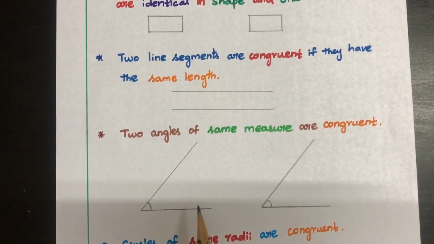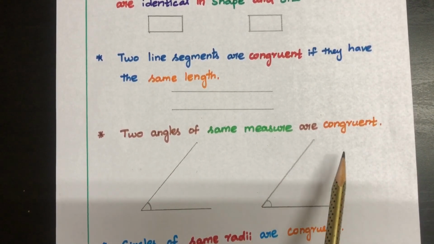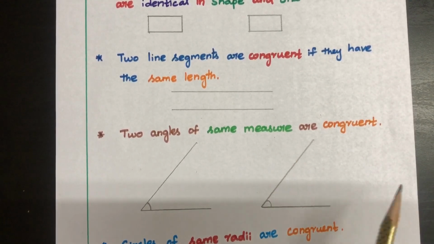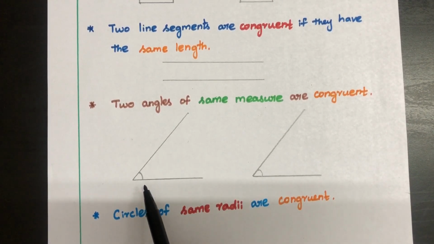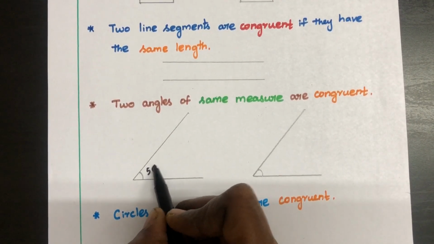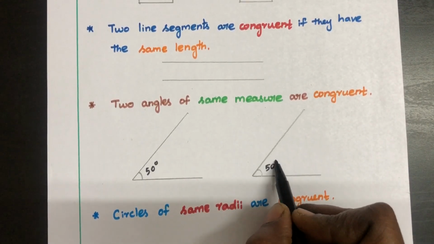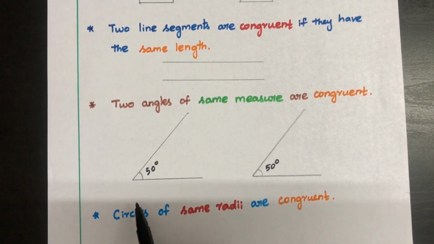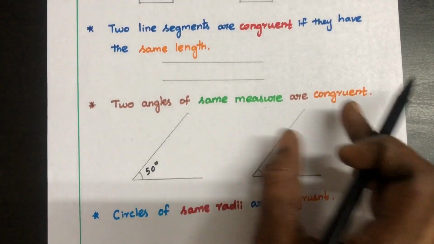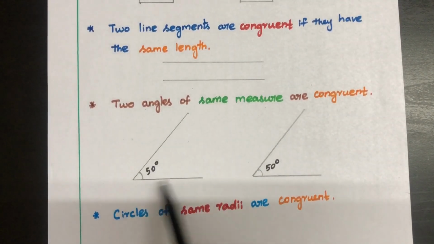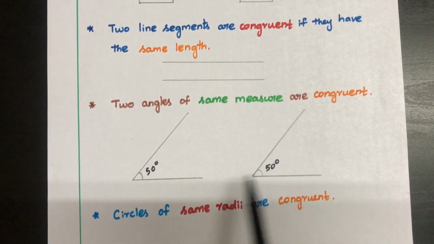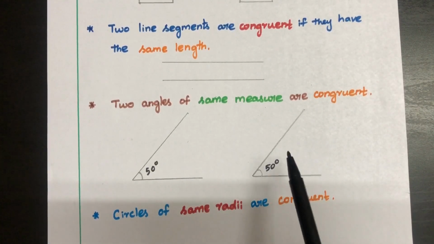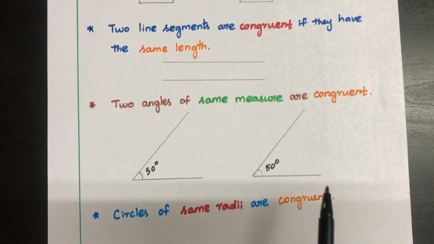Now angles. How will angles be congruent? Two angles of same measure are congruent. Measure means nothing else. I have made these angles with 50 degree as measure. Both are same. So two angles of same measure are congruent. If we cut this piece of paper and place it on this angle, it easily superimposes over the other. That means it can easily hide the other, since it is of same measure. So this is for angles.